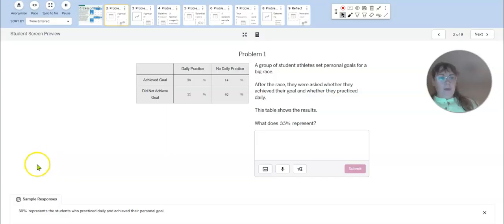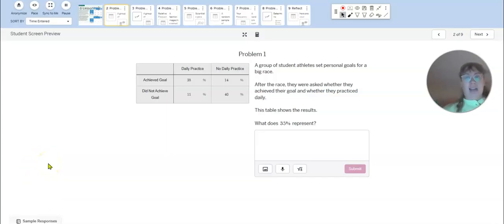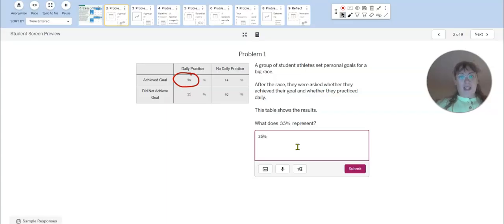So problem 1 says a group of student athletes set personal goals for a big race. After the race, they were asked whether they practice daily or not. So what does 35% represent? So here's 35. 35% of the total students practiced daily and achieved their goal.